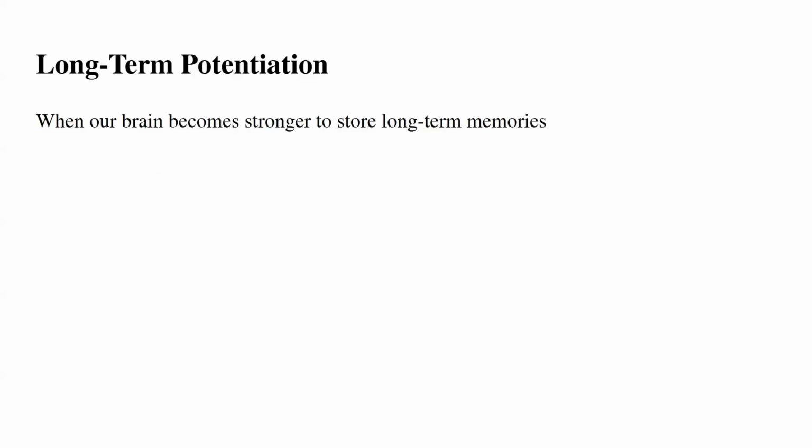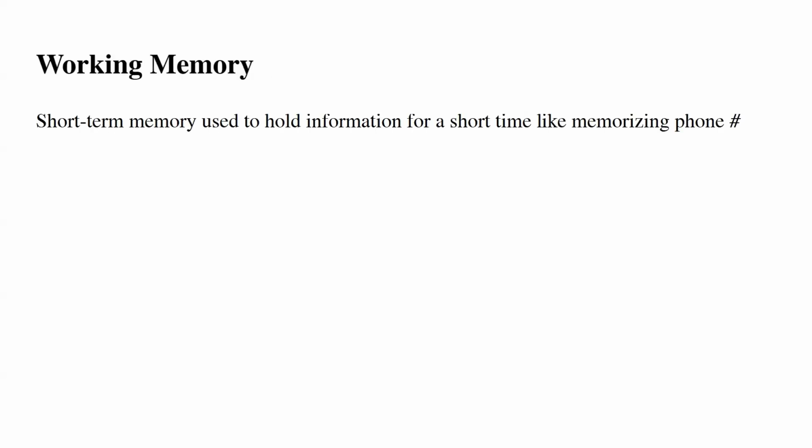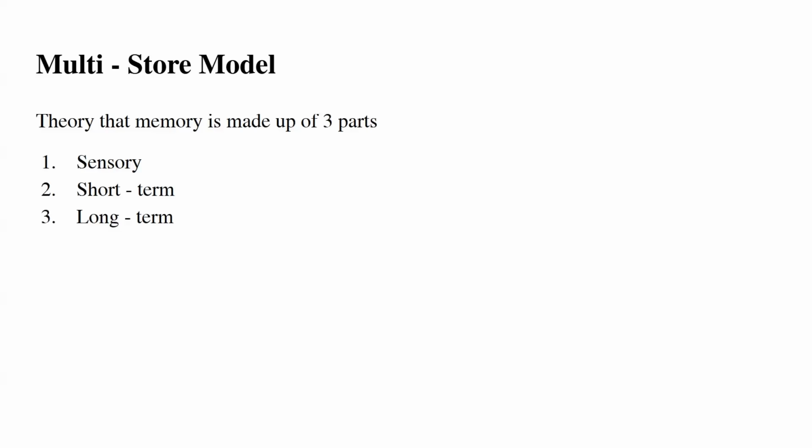Long-term potentiation is when our brain becomes stronger to store long-term memories. Working memory, or short-term memory, is used to hold information for a short time, like memorizing a phone number. The visuospatial sketchpad helps us visualize and remember images and locations. The multi-store model is the theory that memory is made up of three parts: sensory, short-term, and long-term.